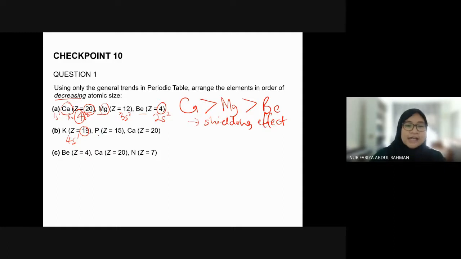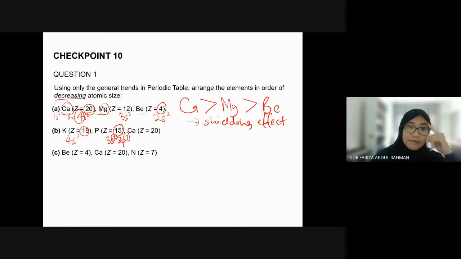Phosphorus comes from period 3. You may start your electron configuration from 1s2 until you end up with all the 15 electrons in the orbitals. So you will get 3s2 and 3p3. Phosphorus comes from group 15. Phosphorus comes from the same group as nitrogen.